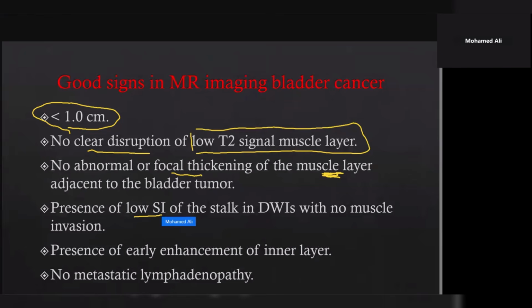Presence of low signal intensity of the stalk in the diffusion weighted image, as we described. Presence of early enhancement of the inner layer in between the mass and the urinary bladder wall. No metastatic lymphadenopathy along the internal iliac or common iliac lymph nodes. By the way, if we have any metastatic lesion in the common iliac lymph nodes, it's considered as a metastatic lesion, M1.